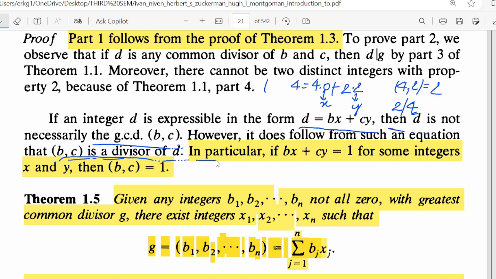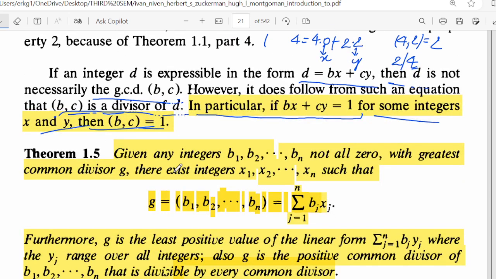In particular, if bx plus cy is equal to 1 for some integers x and y, then the GCD of b and c is 1.